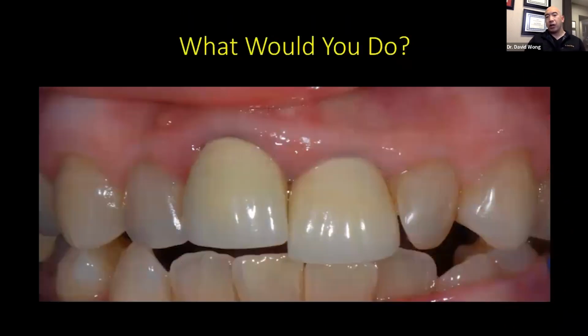What about this tooth here, number 8? It's got a fistulous tract at the apex. The tooth is hopeless, but the gingival margins are all uneven. What do you do in that situation? Are you thinking an immediate implant, immediate placement, immediate restoration? What are you thinking?